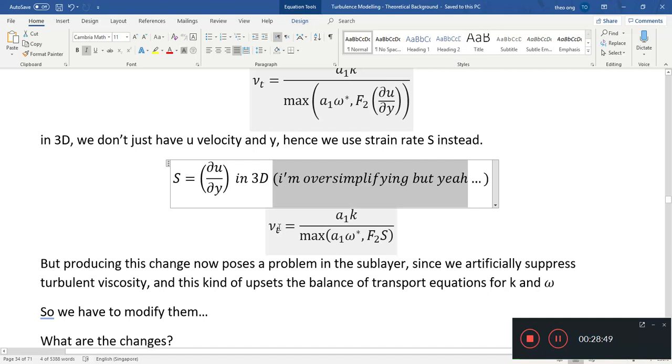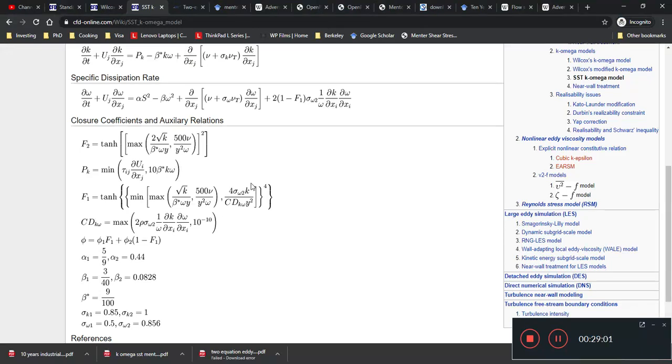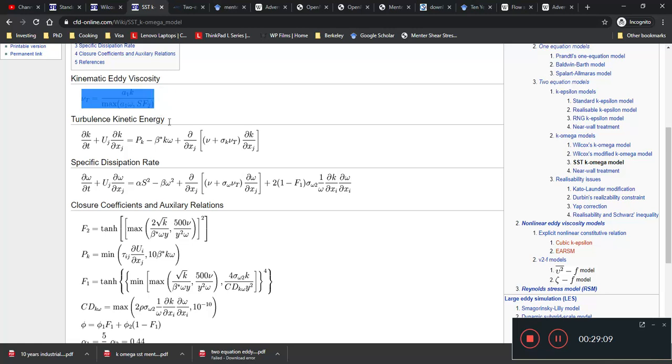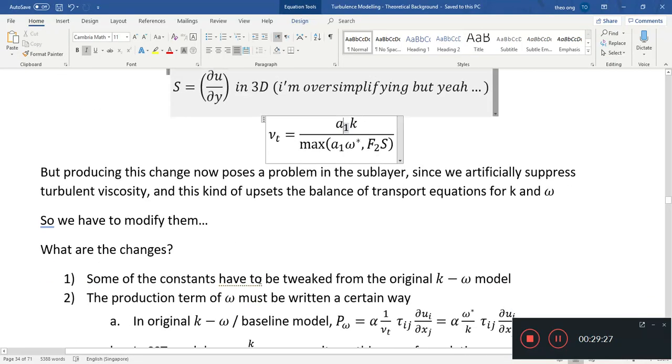So the final form of this turbulent viscosity, or this production limiter, is a1 k over the maximum of a1 omega star and f2 times s. So you will have this equation right here, which I'm highlighting. I've got to check whether this 2 actually pops up, but it's just a matter of constants and fitting it to experimental data. So this is what the production limiter is about, and this is for the K Omega SST model.